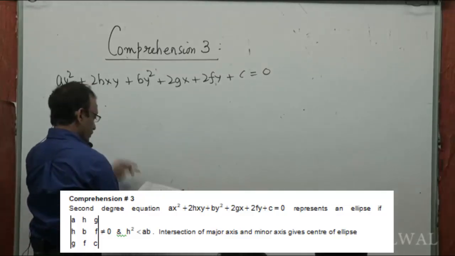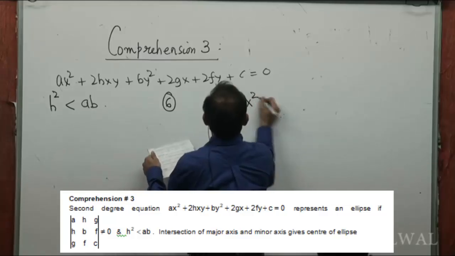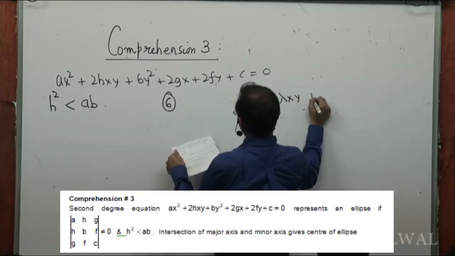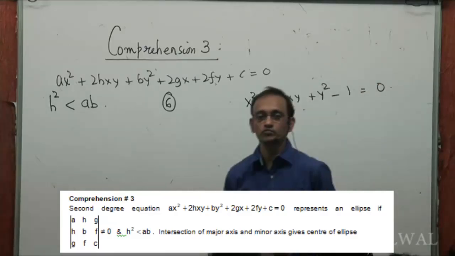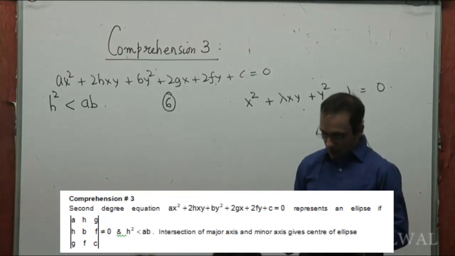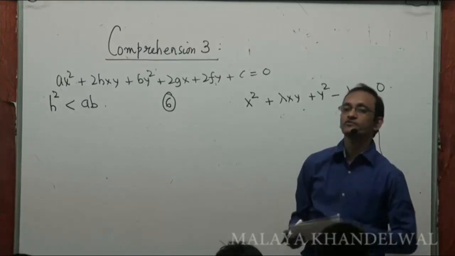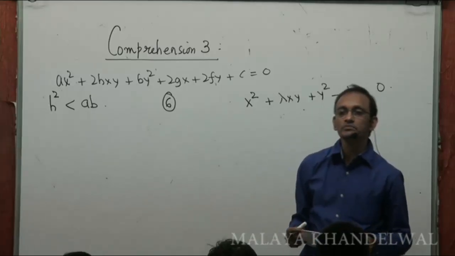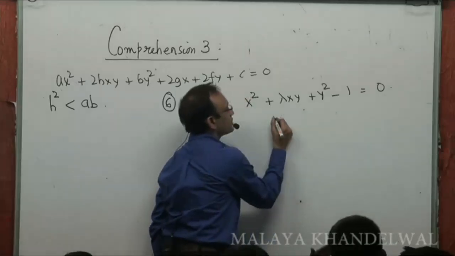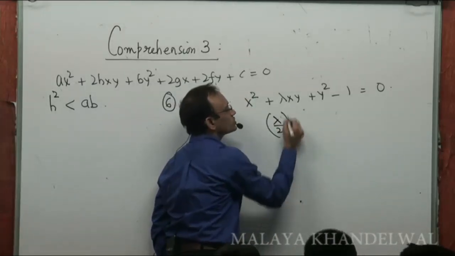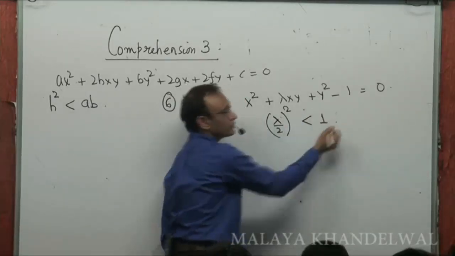Now, number 6. X square plus lambda xy plus y squared minus 1 equal to 0. We wanted to represent an ellipse. The integral values of lambda for which this would represent an ellipse would be, see in this case h is lambda by 2, so lambda by 2 whole squared less than a times b, where a is 1, b is 1, so 1.